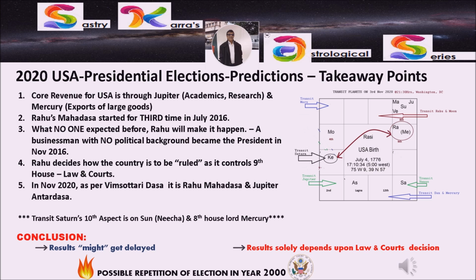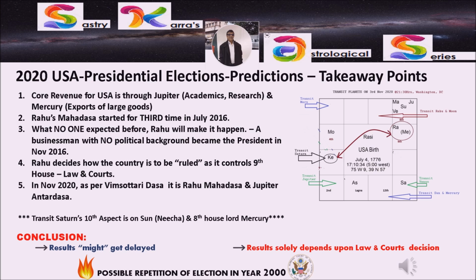The first and foremost takeaway point here is, for the country United States, the core revenue is only through two major planets. One is Jupiter. Jupiter deals with academics and research, and the second is Mercury. Mercury deals with exports of large goods. This is clearly visible for everyone, whoever has seen how the country's revenues are being earned.